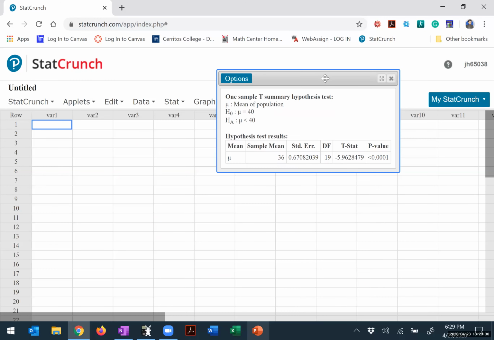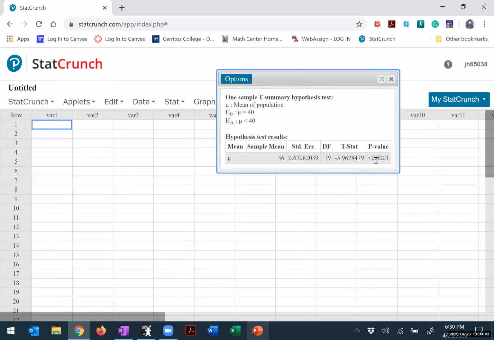It says that the mean is 36. The standard error is 0.67. The degrees of freedom was 19, which I already knew. The t-stat was negative 0.596. That's what we got before. And what's the p-value here? The p-value is so low that it says it's less than 0.0001. Essentially, it's essentially 0.